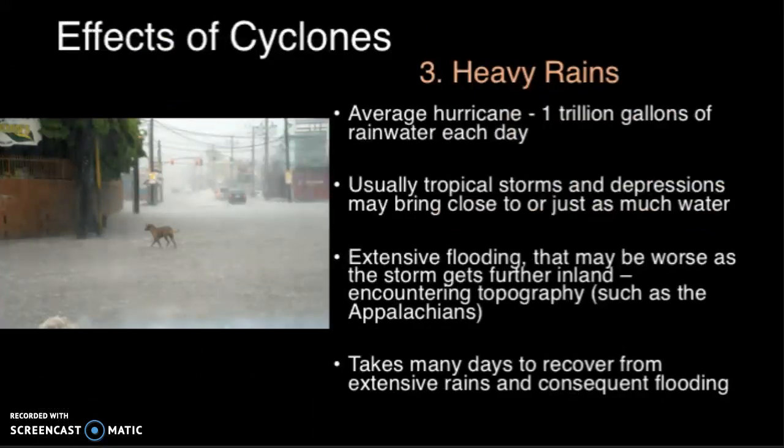The last effect from cyclones that I want to talk about is heavy rain. So on average, a hurricane will basically give you 1 trillion gallons of rainwater each day that it lives. So 1 trillion gallons of water, to put it into perspective, is nearly 3 times the amount of fresh water that is consumed by the US each year. So one hurricane gives you basically 3 years of fresh water for the US. So a lot of water.